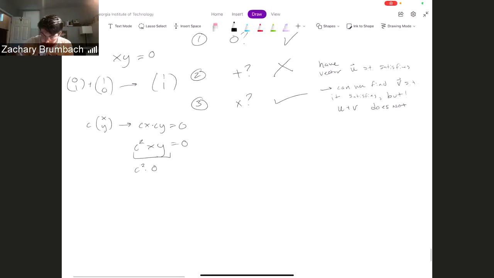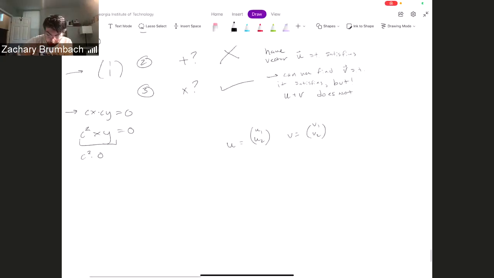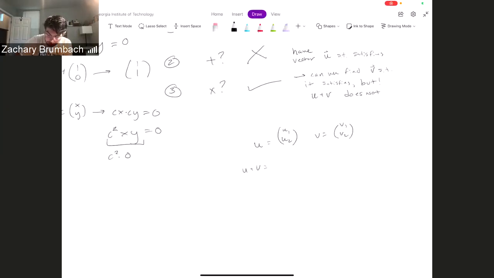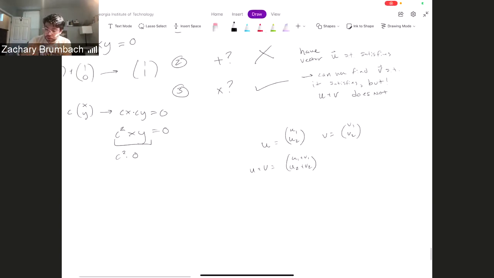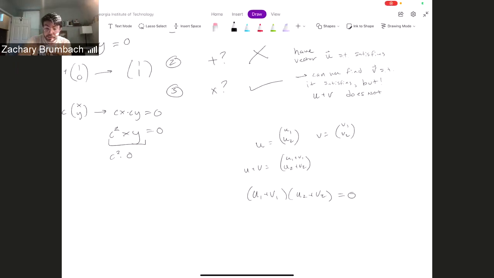Another way to do it for this particular case is have a vector U equals U1, U2, and have a vector V equals V1, V2. So U plus V equals U1 plus V1, U2 plus V2. This is just me adding vectors together. So now we plug it into the condition to see if it still works. We get U1 plus V1 times U2 plus V2 equals 0, because this becomes our new X, this becomes our new Y. We see if they work. So now, is there some U and V that this is no longer true?